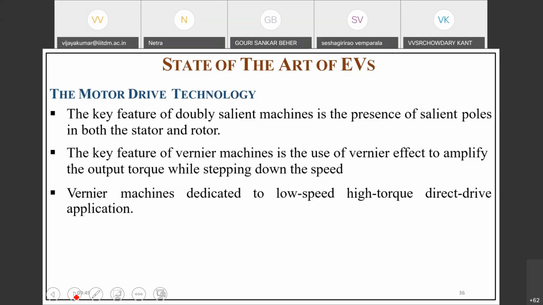When we come to machine technology, vernier machines are preferred for high performance applications. These machines provide high torque during low speed operation. At the same time, you can connect this motor directly to the driveline. That's why vernier machines are suitable for direct drive applications.